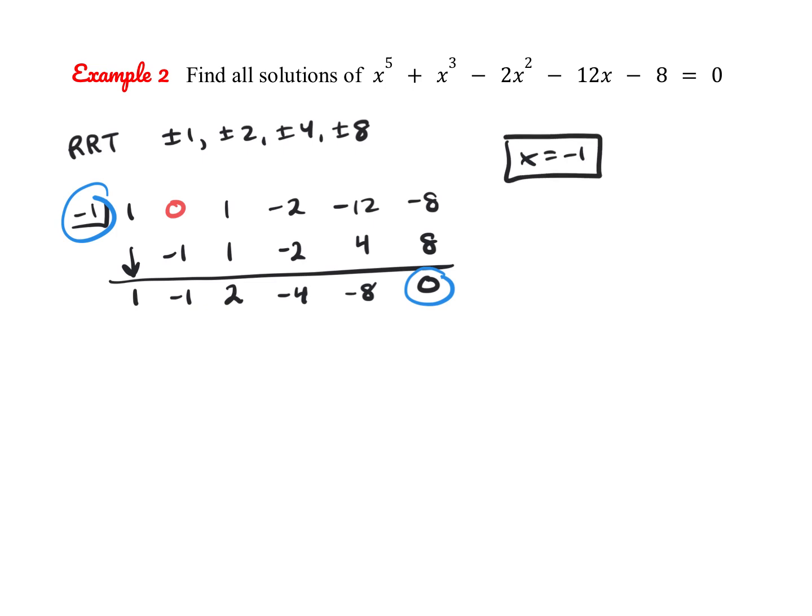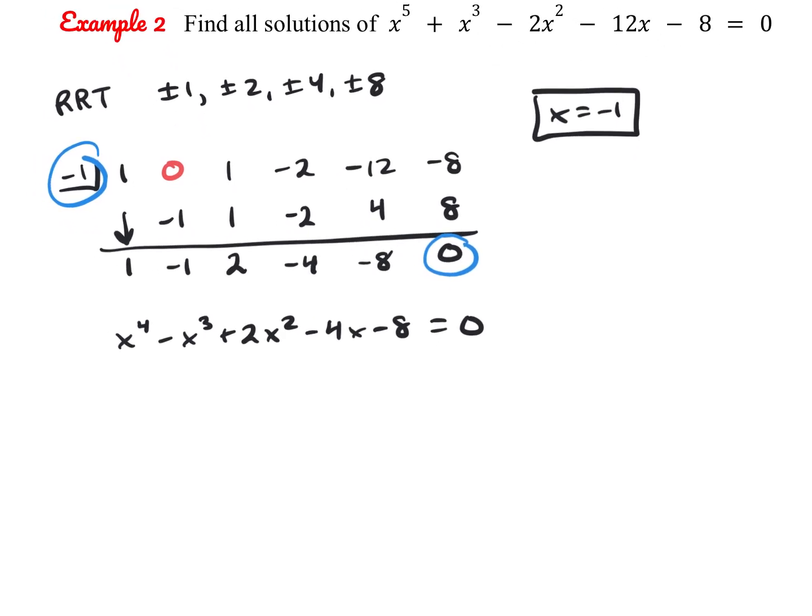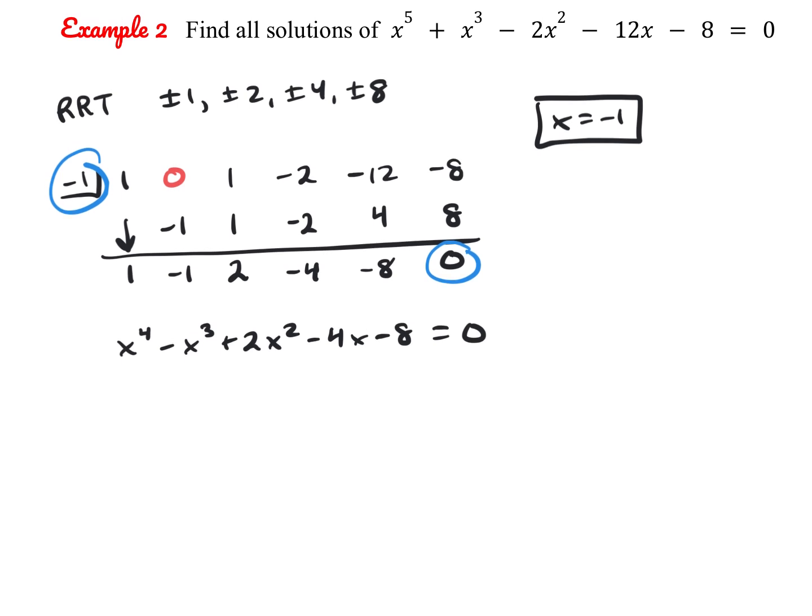So now let's look at what we have next. We have x to the 4th minus x cubed plus 2x squared minus 4x minus 8 equals 0. So here I'm looking at it and I say, well, looks like I'm going to have to do another round of rational root theorem. This will give us the same possible answer, so now we just keep checking.